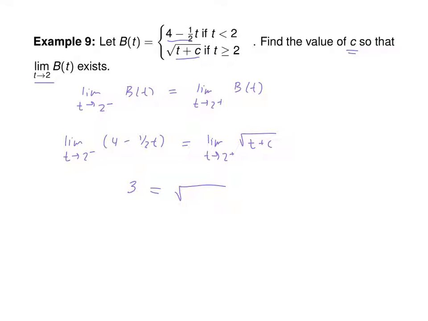You get root 2 plus c. And t goes to 2, so you're just assuming that this hopefully will be something like the square root. Can you solve that now? What do you do first? Square, so you get 9 equals 2 plus c. So c's got to be 7.